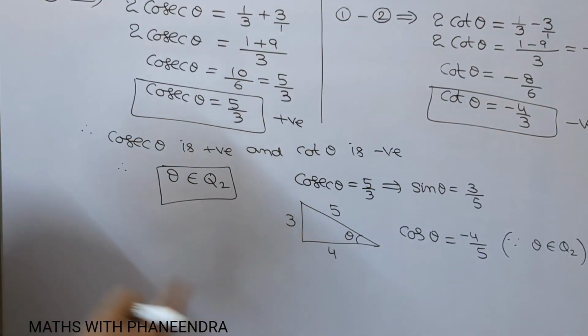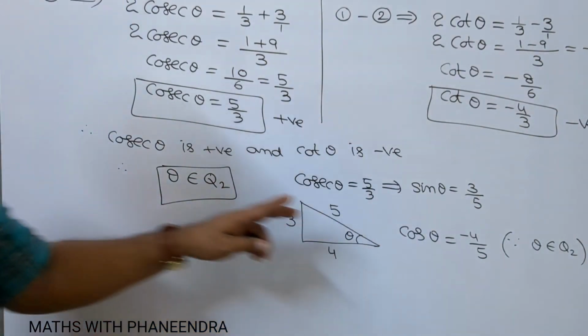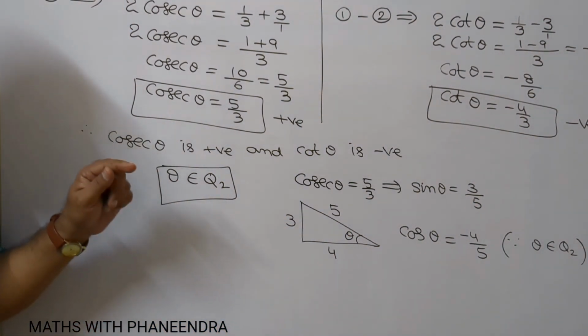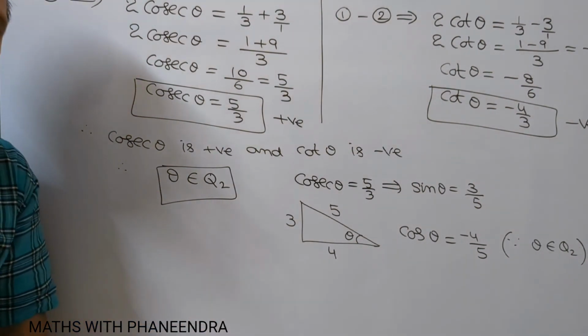Okay, dear students, I hope you understand. So we got the cos theta value, and theta lies in the second quadrant. Okay, I will move to another question.